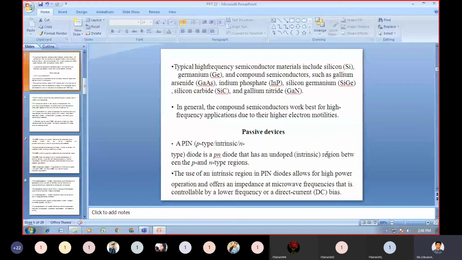due to their higher electron mobilities.